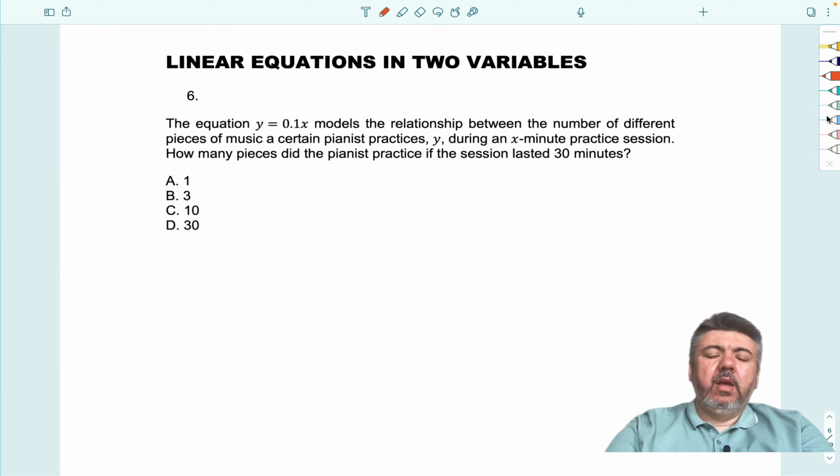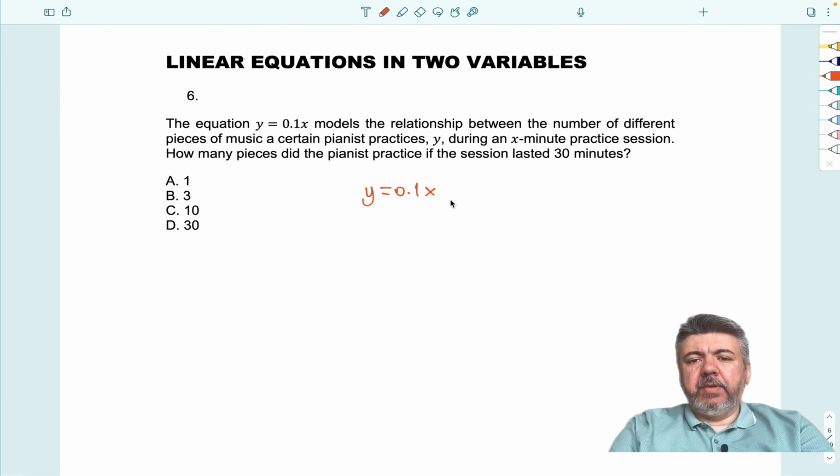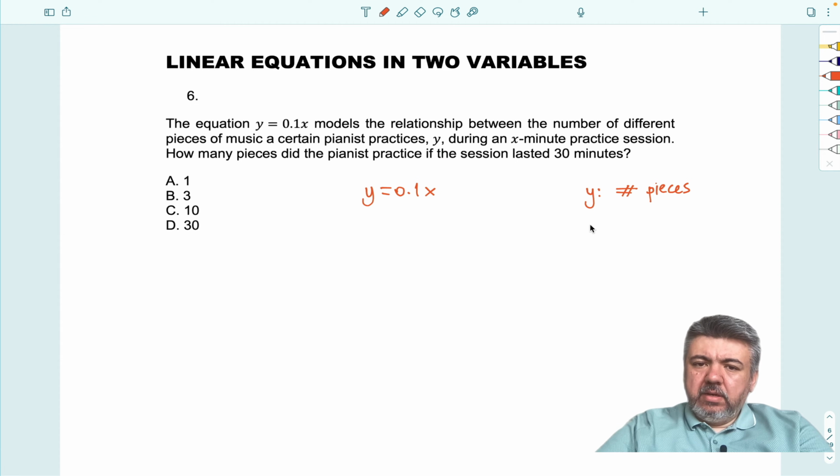The equation y equals 0.1x models the relationship between the number of different pieces of music a certain pianist practices and the time. Why? So y represents the number of pieces of music, and x represents minutes.